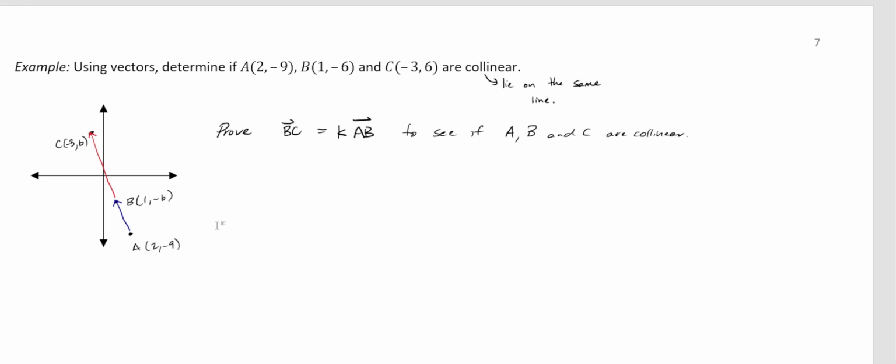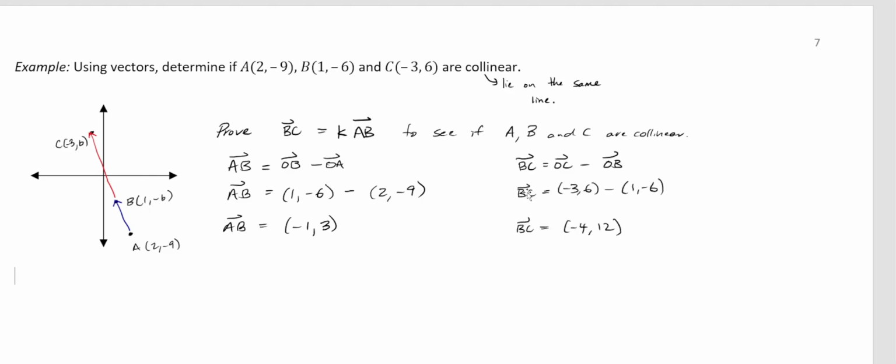Okay, so what I need to do is find vector AB, and I find vector AB using position vectors. So vector AB is just OB minus OA. OB is 1, -6 minus OA 2, -9. So AB is -1, 3. Similarly, I have to do the same thing to find vector BC. So I'm going to say OC minus OB. So vector BC is equal to -3, 6 minus 1, -6, and vector BC is -4, 12.